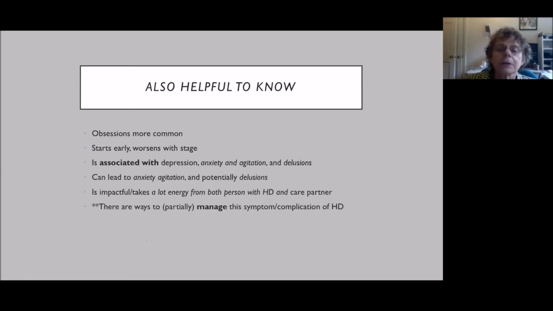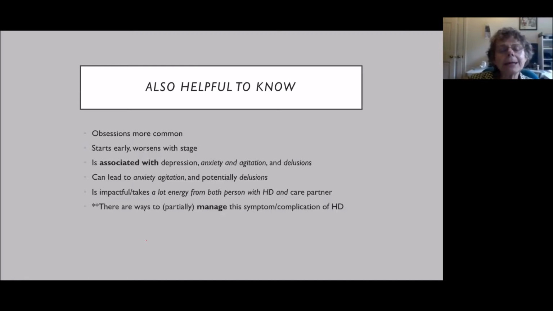Getting back to specifically Huntington's, obsessions, or thoughts that recur, are more common than our actions. It starts early. It's not severe, can start before motor onset, and worsens with stage. I think the experts are pretty much in agreement on that. It is associated with other symptoms or complications of Huntington's, including depression, anxiety, agitation, and occasionally delusions.